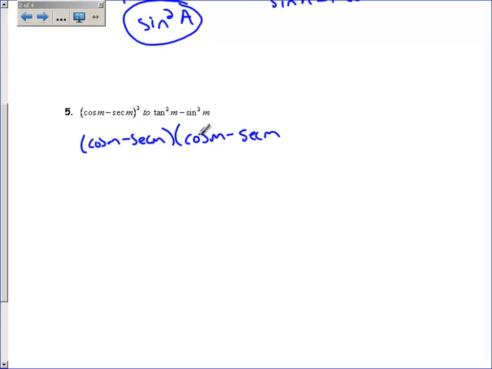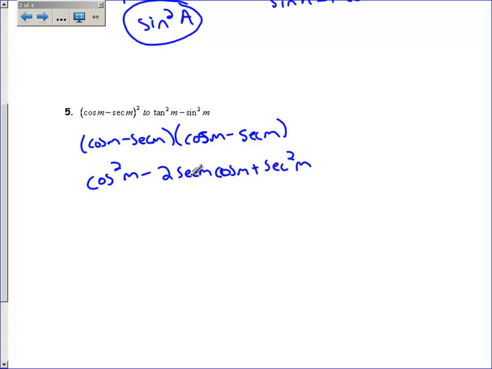We can't just multiply the first times the first and the last times the last. We have to FOIL this, double distribute, whatever. So we're going to get cosine squared m minus 2 secant m cosine m plus secant squared of m. So we did first times first, outer times outer, inner times inner, and last times last. Now let's see, we're trying to turn this into tangent squared minus sine squared.